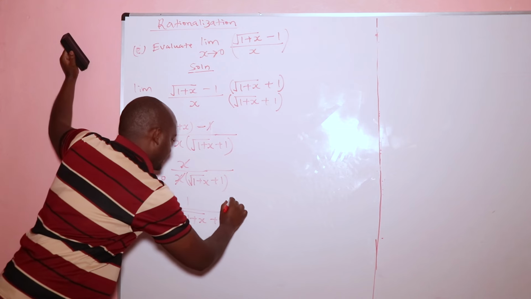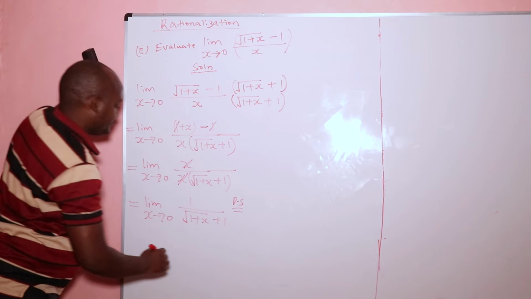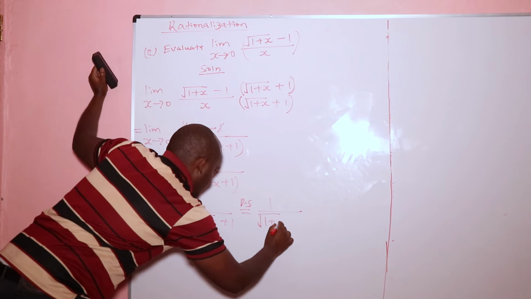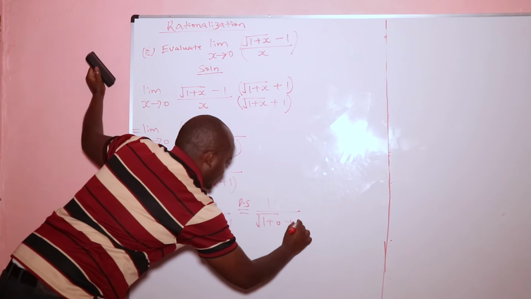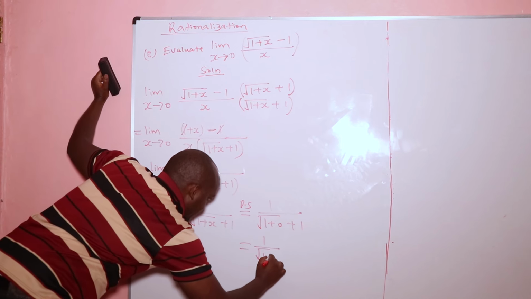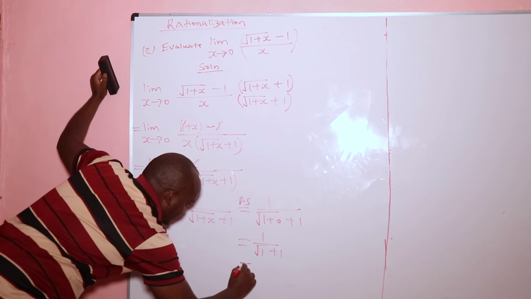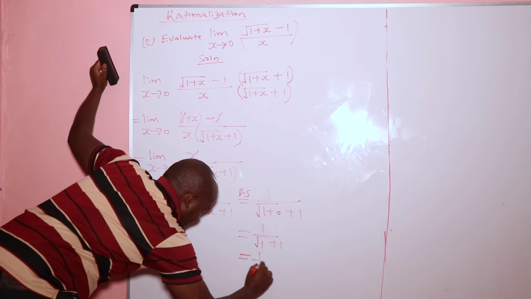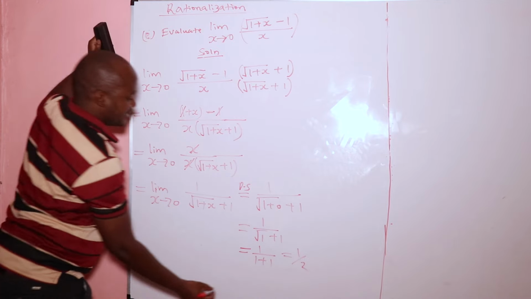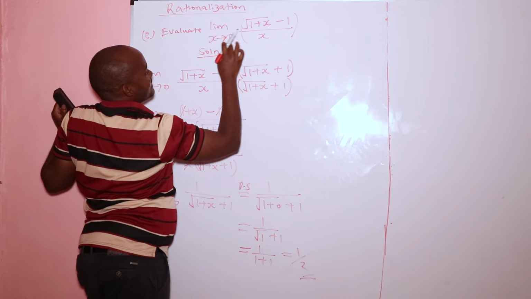Here you notice that there is a common factor between the numerator and the denominator, that is x. Now our function will be the limit as x approaches 0 of 1 over root 1 plus x plus 1. By direct substitution, whenever you have x, you replace it with 0. This will be 1 divided by the square root of 1 plus 0, plus 1, which is equal to 1 over root 1 plus 1. What is the square root of 1? It is equal to 1. So this would be 1 over 1 plus 1, which is equal to 1 over 2. 1 over 2 is our limit of this function as x approaches 0.